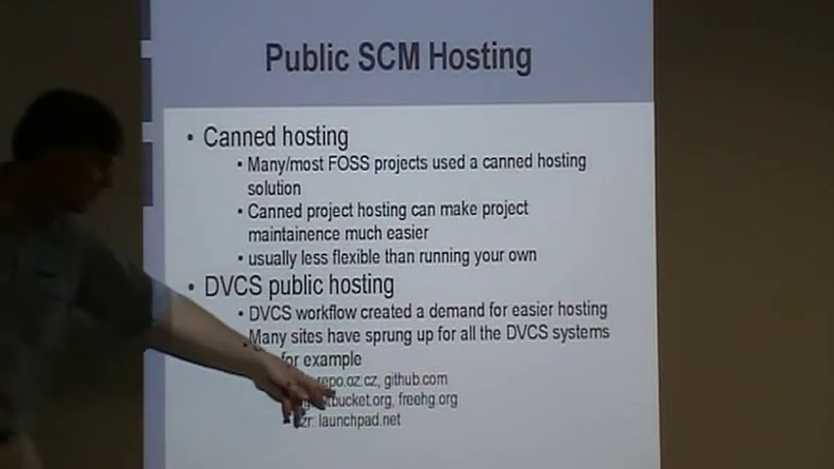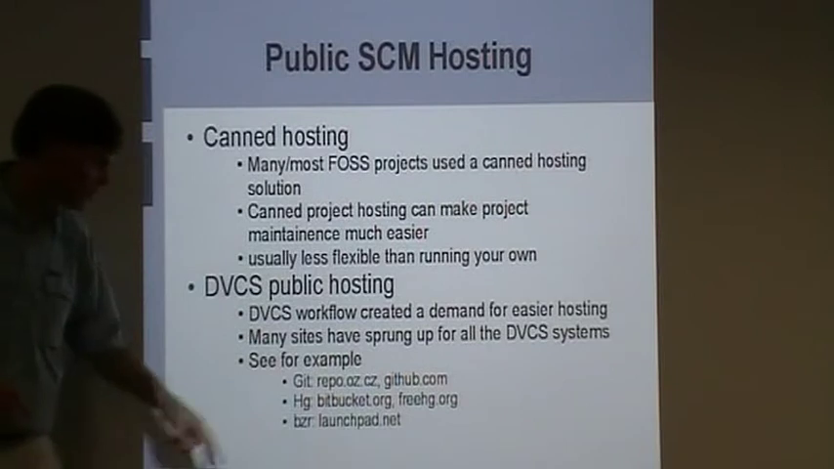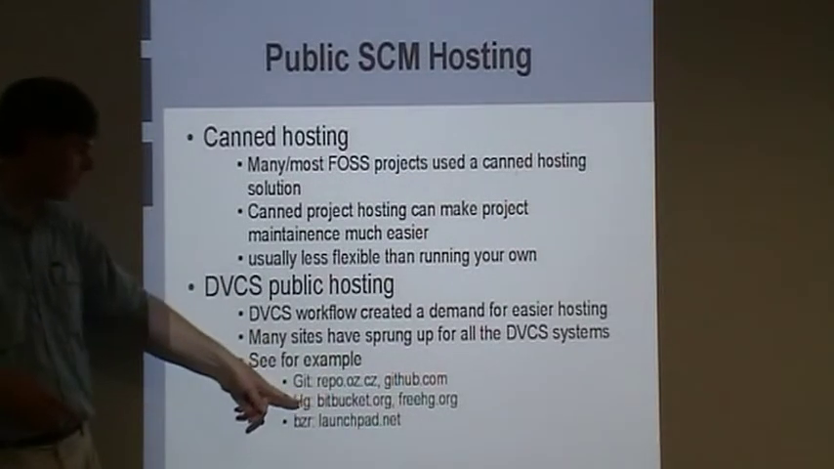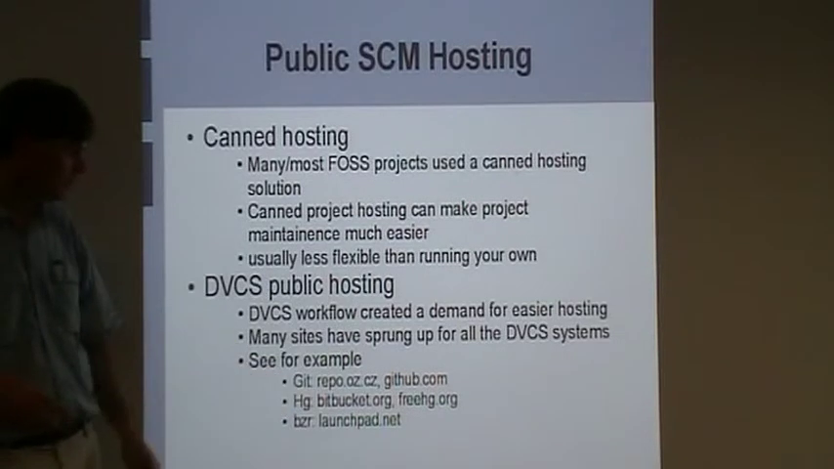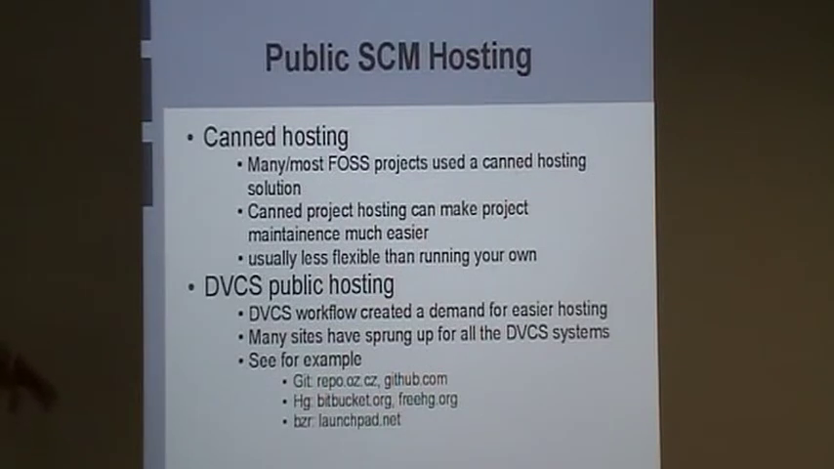So if you're using Git, repo.or.cz, I think it's or.cz, yeah, I think that's right, or github.com are very useful. I think you mentioned GitHub on the discussion forum. This was the original one that first came out. GitHub was a later one. For Mercurial, bitbucket.org and freehg.org. For Bazaar, there's launchpad.net. These are all projects that will host your branches, host your repository for you for free for your free software project. And extremely useful. So if you need a place to store your free software project, have a look at one of these.